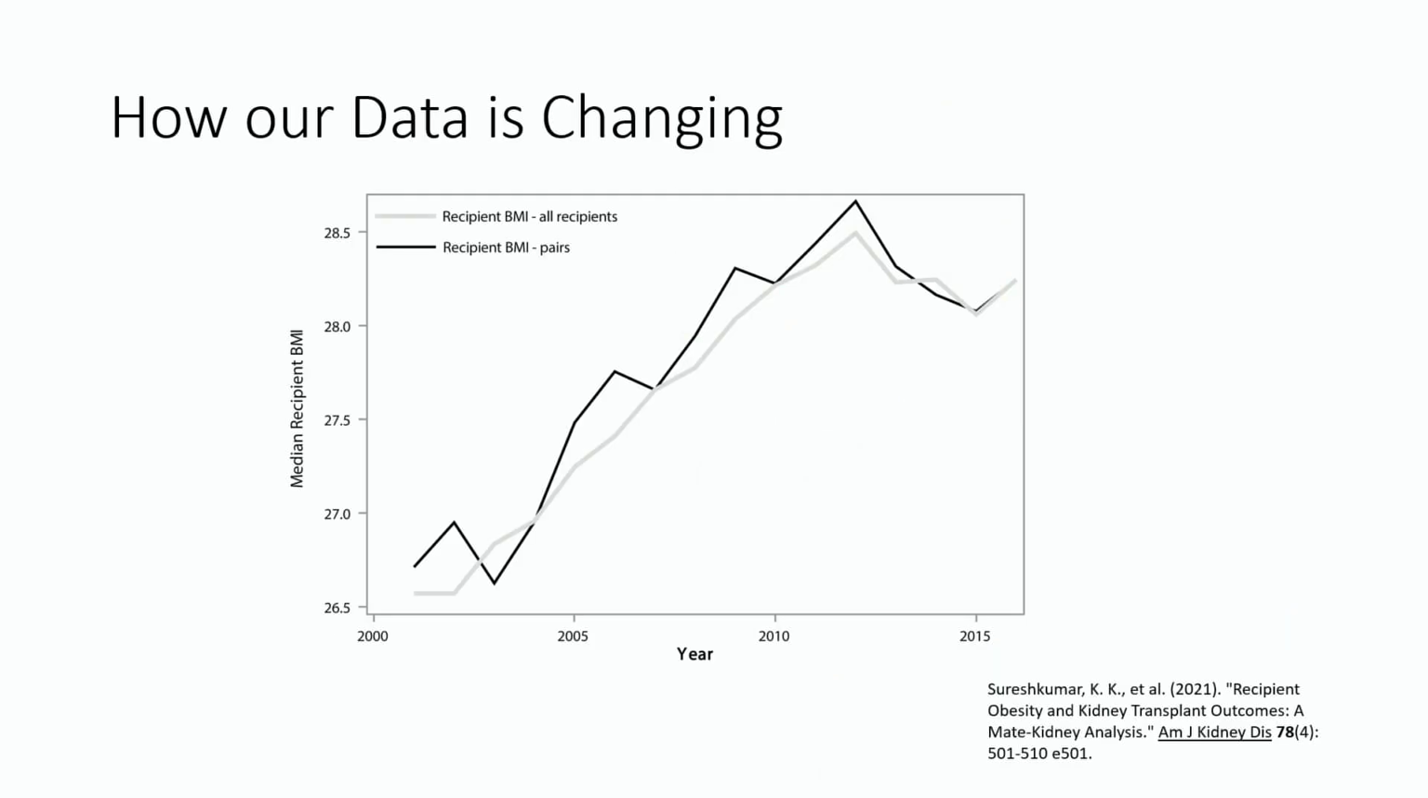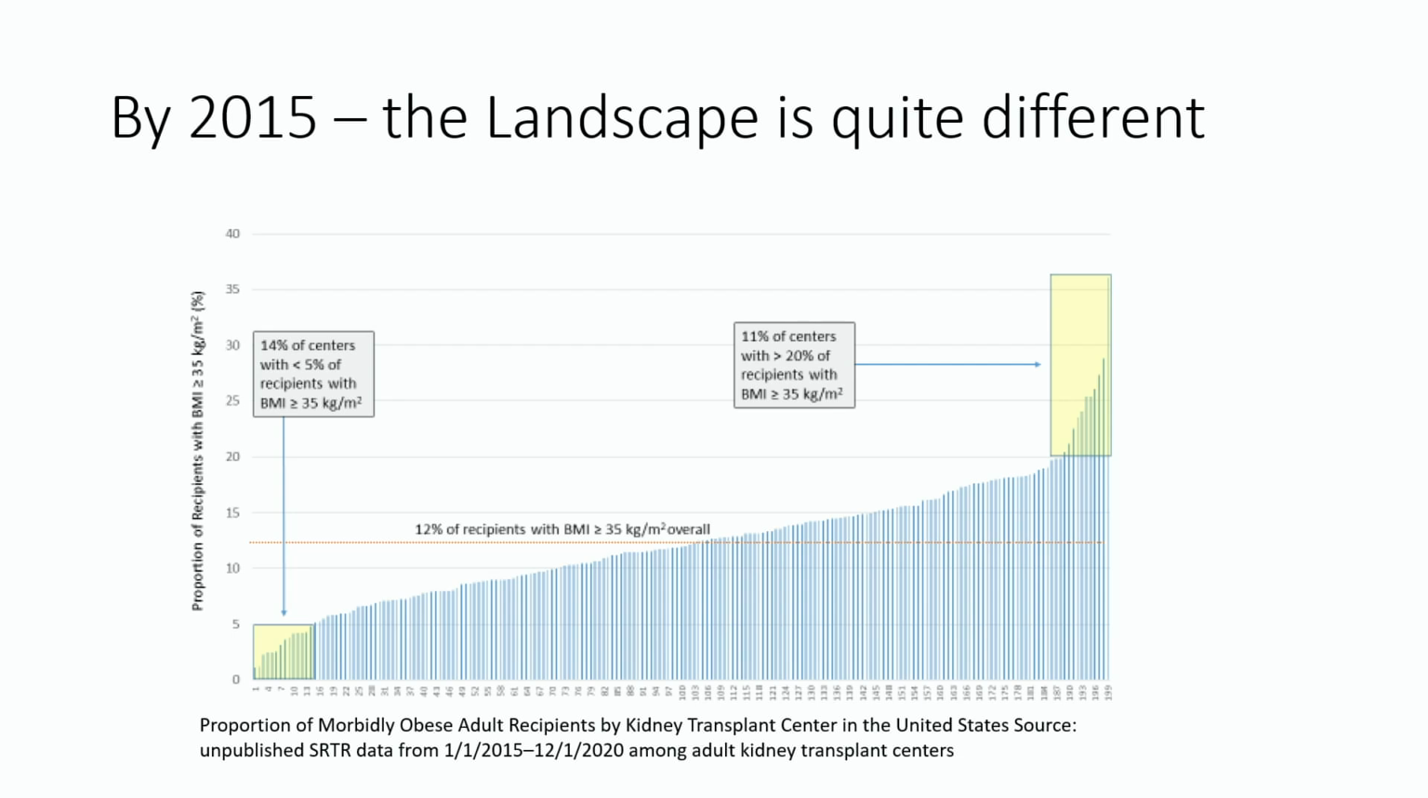Suresh Kumar demonstrated this in that study I mentioned, showing the flux of BMI over the time that the data was being collected. If you add to this the time between data collection to publishing, we really need to be careful about how we interpret what is found, because where we are now is different from then. By 2015, the landscape is quite different again.